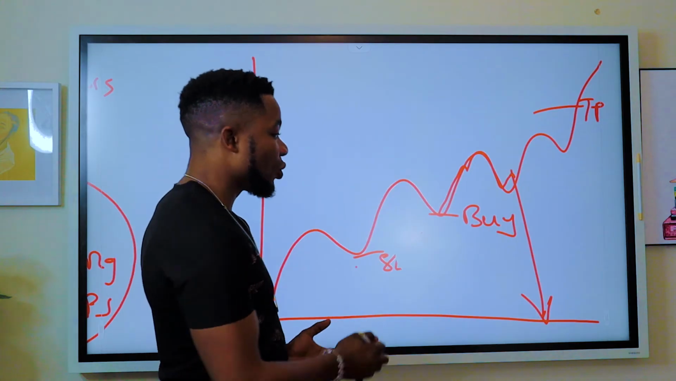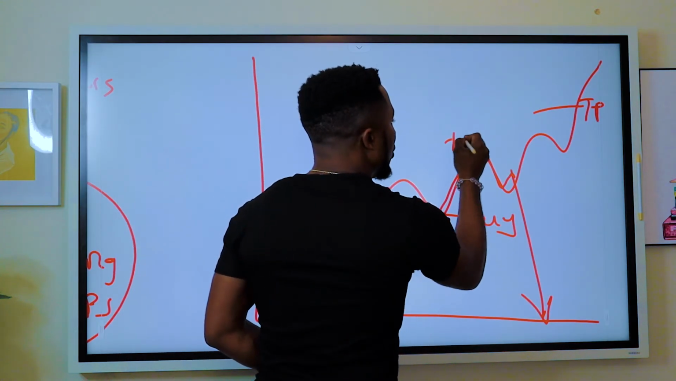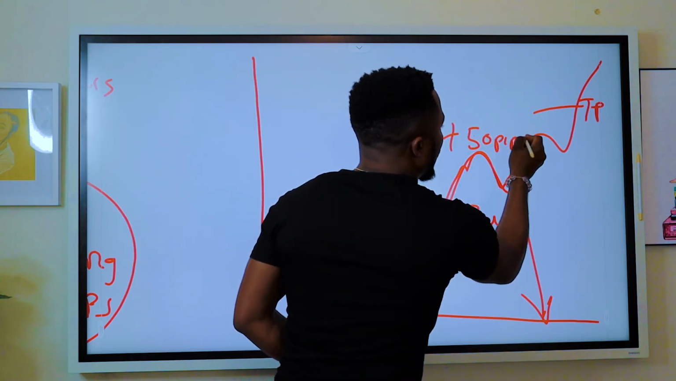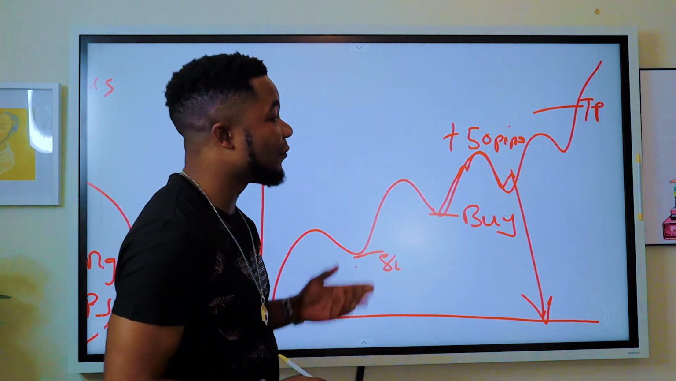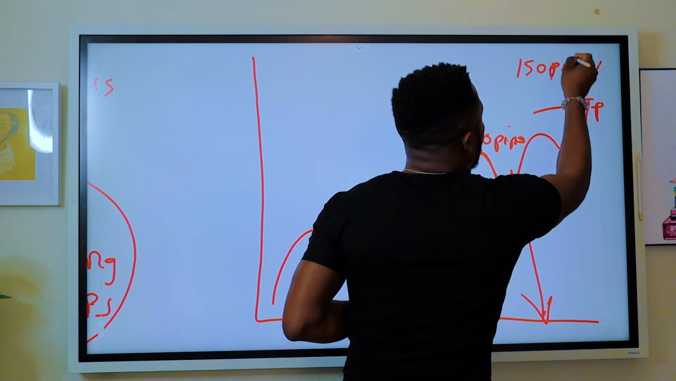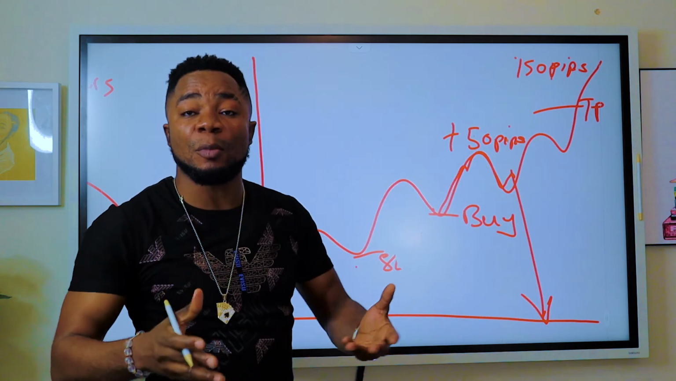A trailing stop is just an automatic stop loss, and it automatically locks in your profit once you are already in profit. So at this particular point in time, once you buy here and you're already up by, let's say, plus 50 pips, what you do is you put a trailing stop. If your target is maybe 150 pips away, you come on your chart and you put a trailing stop of 50 pips.